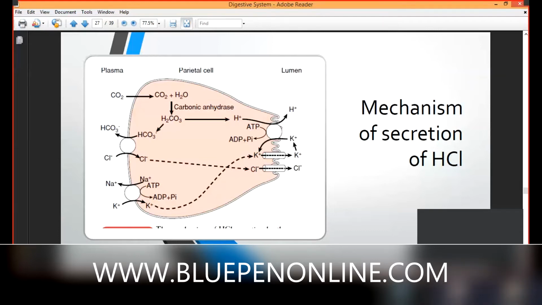So there's a negative charge inside the cell. So the H plus ions and Cl minus ions are in the canaliculae. Canaliculae means the lumen.